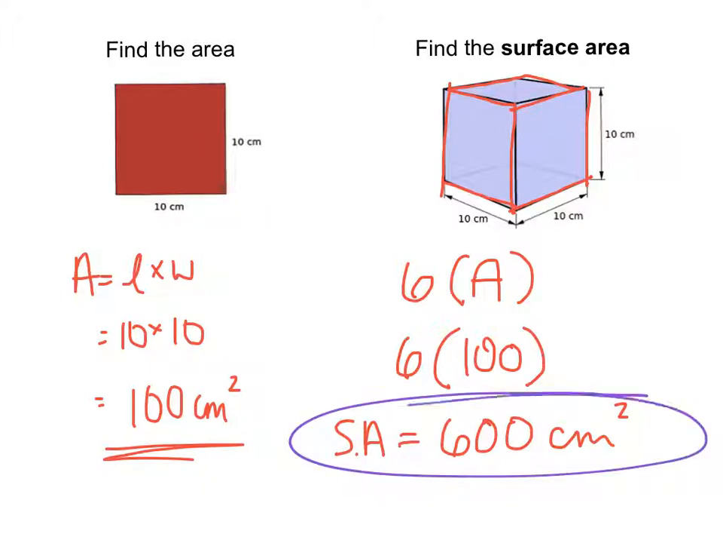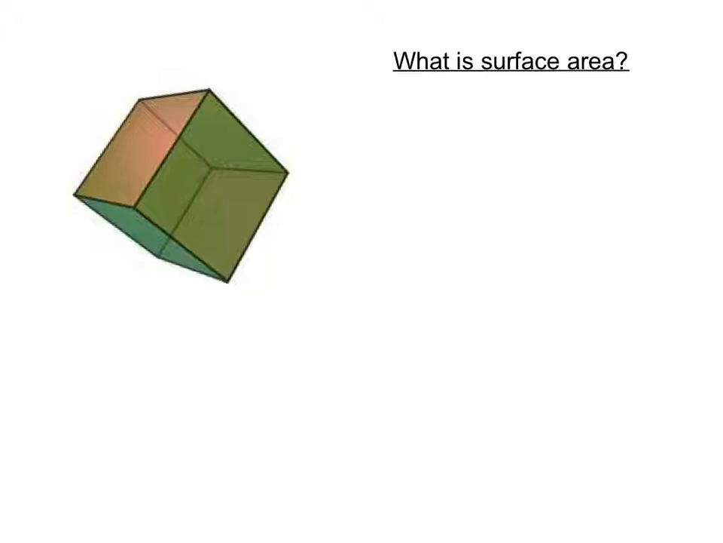And so that easily we were able to find the surface area, the total outside edge area of our prism. So now that we've done an example and you guys have done this in the past, what is surface area?